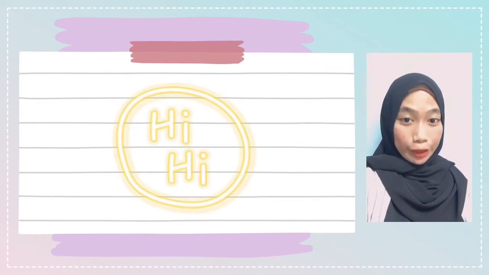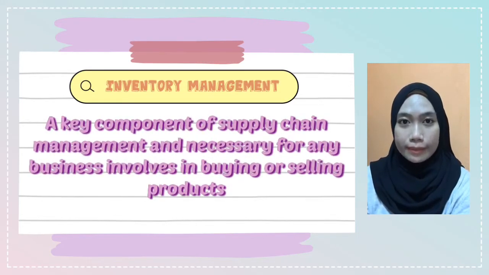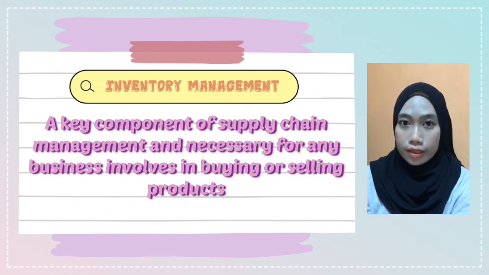Today I will explain to you about inventory management. Good business requires good organization. Inventory management is a key component of supply chain management and necessary for any business involved in buying or selling products. Inventory management supervises the flow of goods from manufacturers to warehouses to the point of sale. Keeping a detailed record of each new or return product is the key.